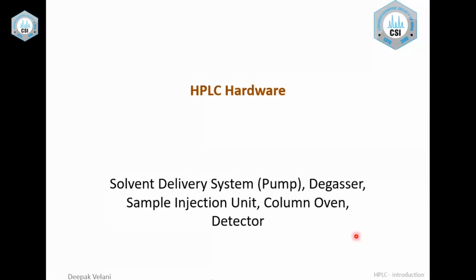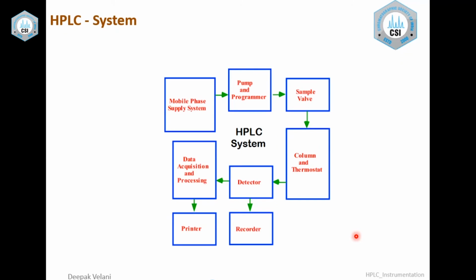Now we have made some change in the session, morning versus afternoon, in that we are focusing more on the hardware part, and the columns part we will deal with at the end, to the extent required. There will be a detailed session on the hardware or HPLC part. The HPLC system consists of mobile phase, pump, then injector or sample valve, then column and thermostat, detector with data system, and a printer. So this is how it goes.